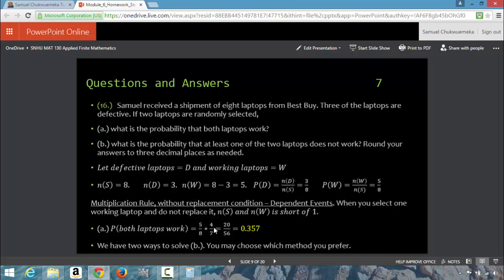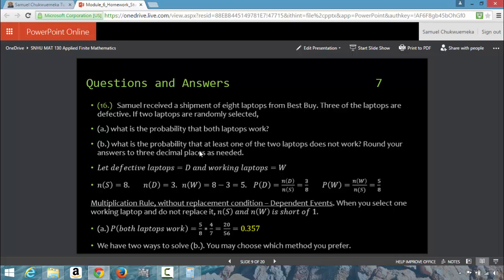How many are now in the box? 4 working ones out of 7. So what is the probability that you will pick the second one? That will now be 5 over 8 times 4 over 7. And that will give you 0.357. You are asked to round answers to 3 decimal places as needed. Does that make sense? This is dependent events without replacement condition.